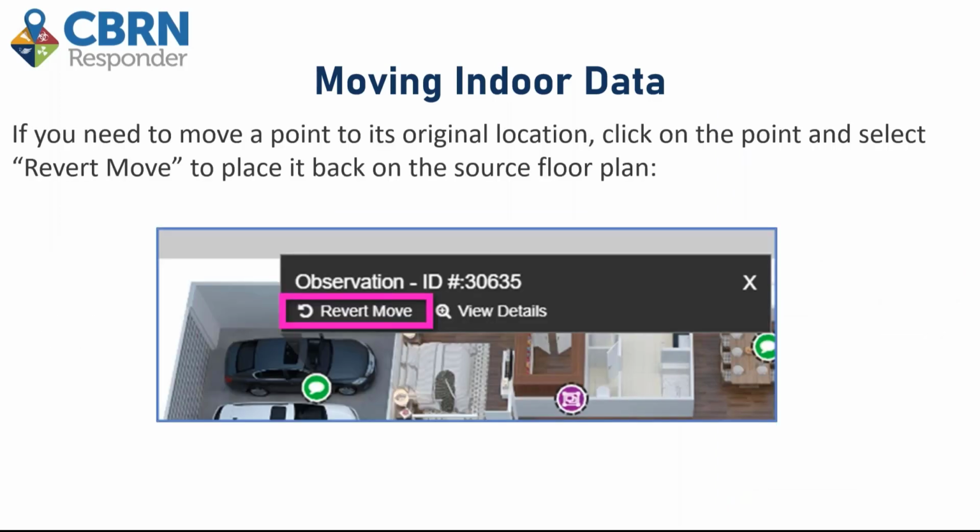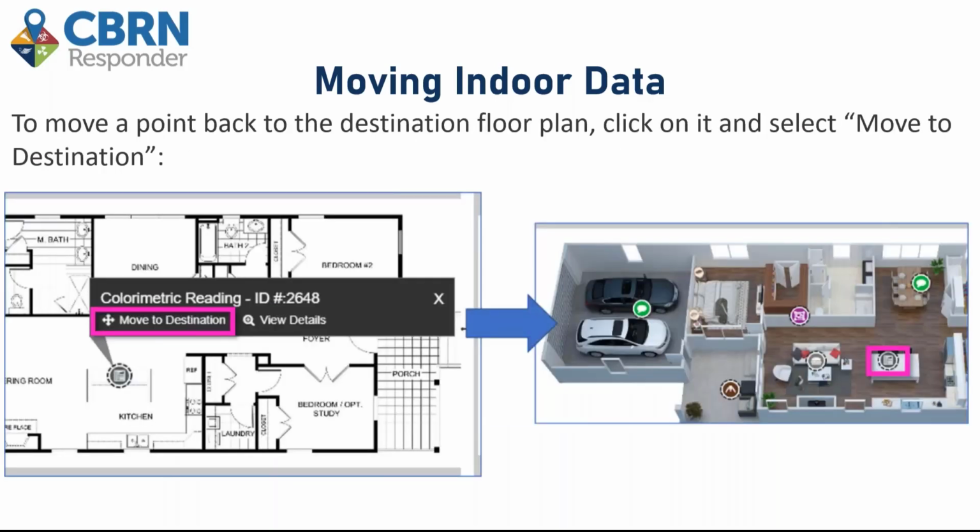If I made a change, I can always move the point back to its original location by clicking on the data point and selecting Revert Move. This will also put that data point back on the source floor plan. If you wanted to move an individual data point to the destination floor plan, you can select it from the source. Move to destination is the option you'll select, and you'll now see it on the destination floor plan.